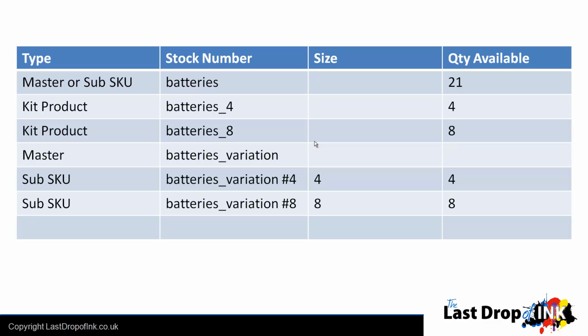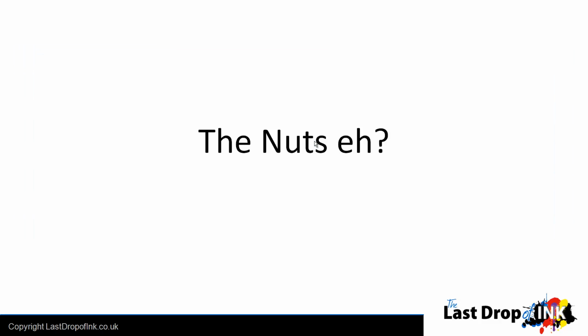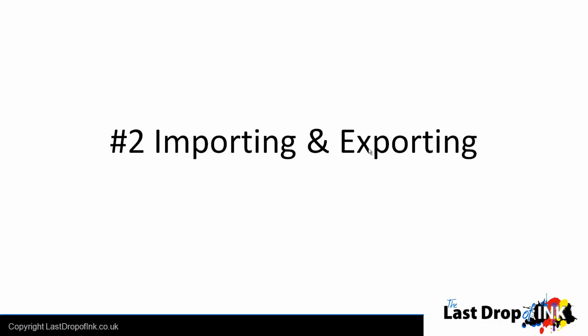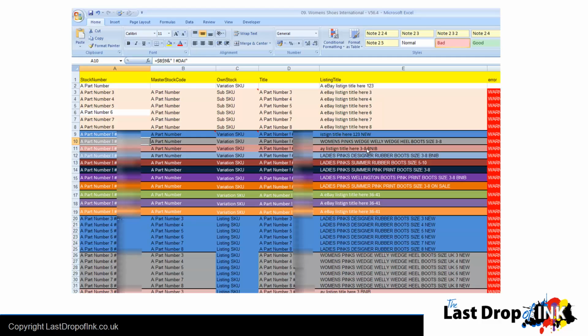And those sub-SKUs, those parts, can actually be made up of kit products. And again, our stock levels come back true, and again, we'll be looking at that in stage 3. So that is pretty nuts. Now let's move on to the next reason why eSellerPro is the best of a bad bunch: importing.